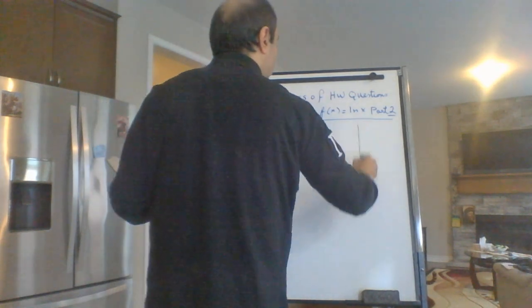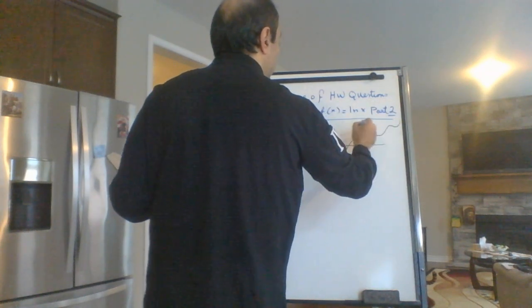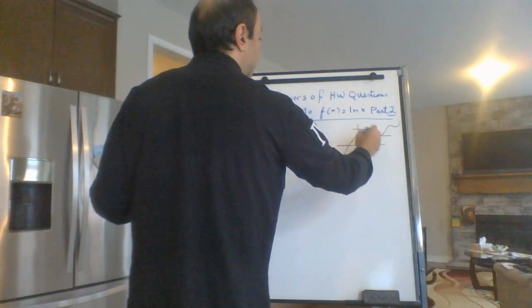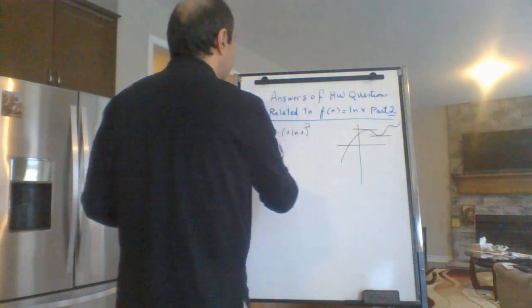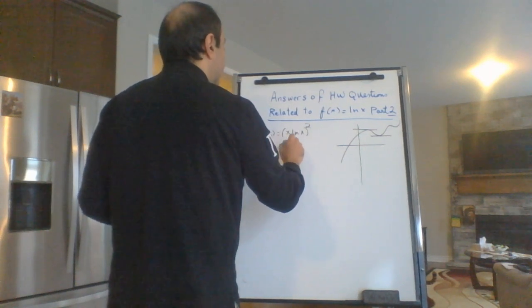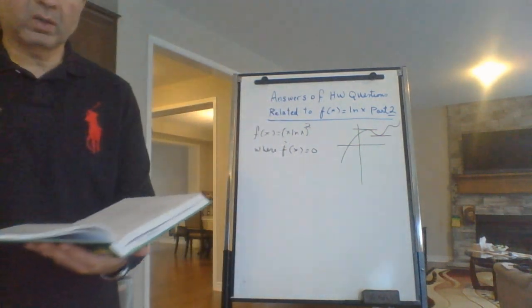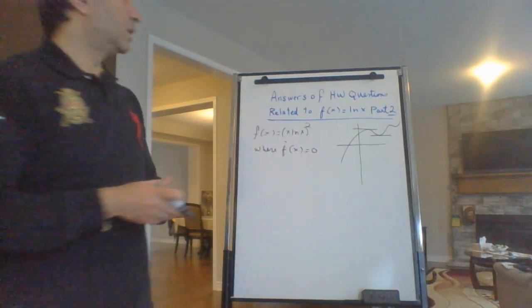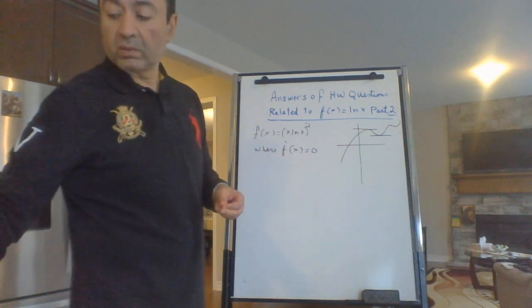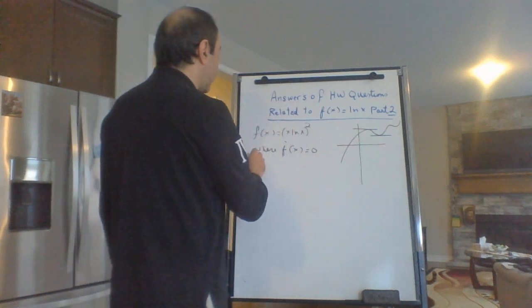I don't know how the graph looks, but whatever it looks like, when it has a horizontal tangent, that means the slope of the tangent is 0. That means we need to find where f prime of x equals 0. So this is the interpretation of the question. All we need to find is where f prime of x equals 0. So of course we have to find f prime of x.